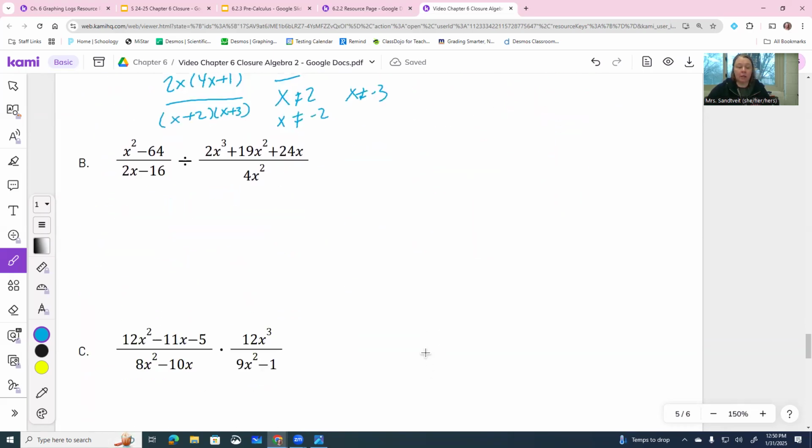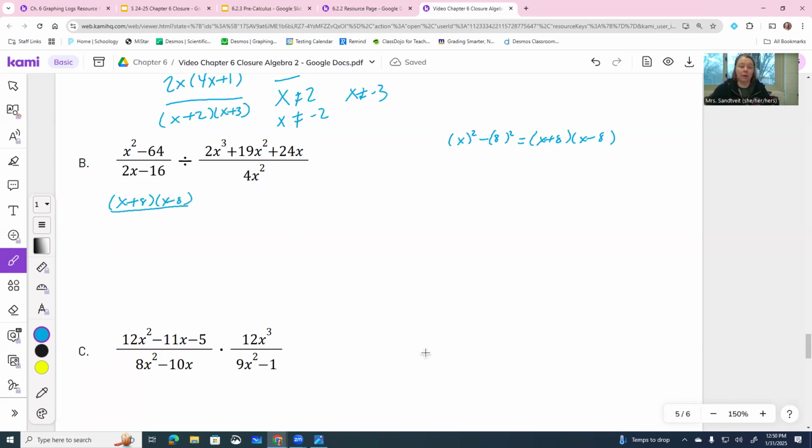All right, so moving on to this next one, same idea, except for division, which means I'm going to have to flip the second one. Here, I'm noticing that's another difference of squares. That's like having x to the second minus 8 to the second. So then that's going to be x plus 8 times x minus 8. Okay, so that's what I have up here on top.